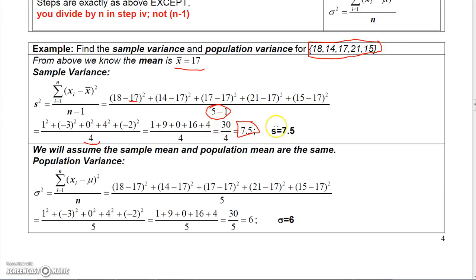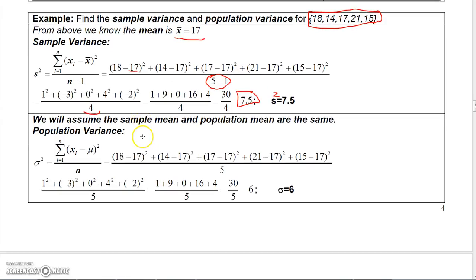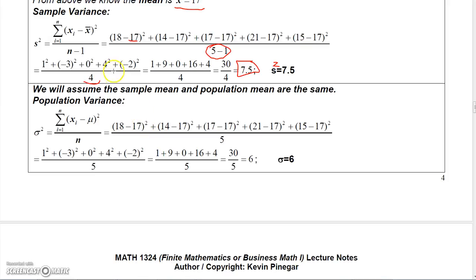So the variance, and that should be S squared there, the variance is actually 7.5. Now, if you were going to calculate the population variance, then you would do exactly the same thing, except you would divide by 5. Instead of n minus 1, you actually would divide by n. So it's exactly the same, but you would divide by 5 instead of 4.